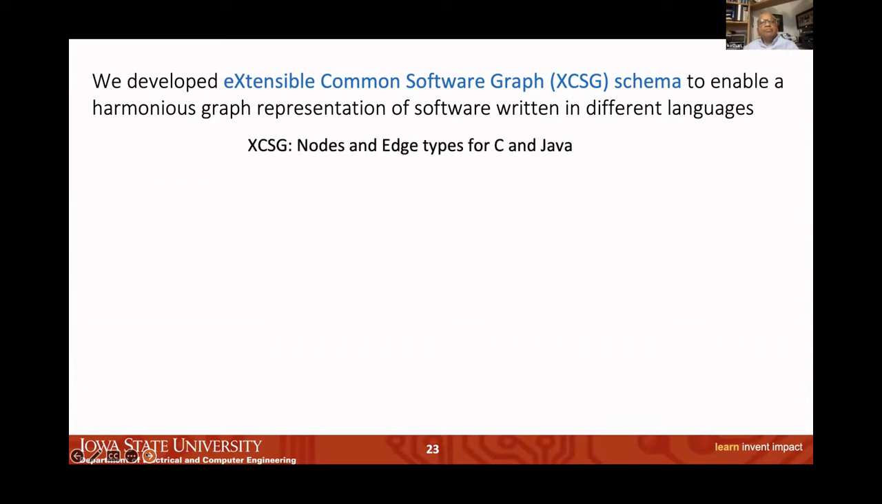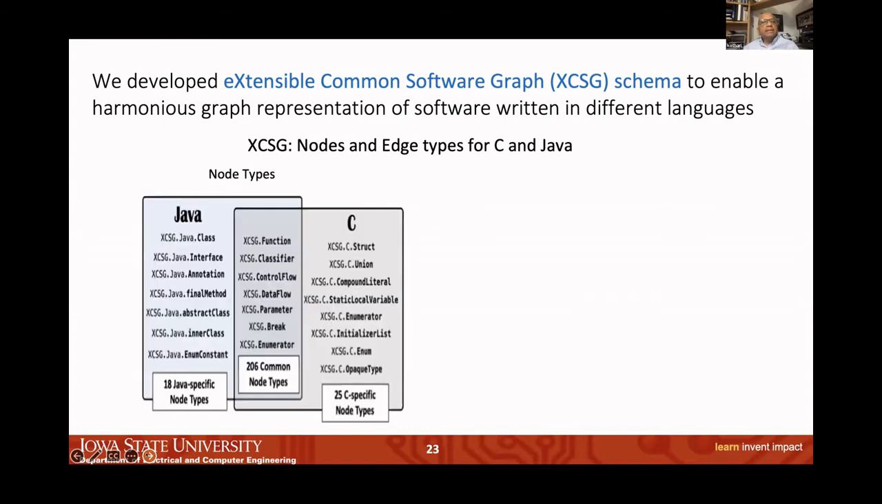So here I have an example of how it looks for C and Java. In C and Java, if we look at the node types for program artifacts, between C and Java there are 206 common node types. Although computer scientists may think that the two languages are very different, one is object-oriented, the other is not, essentially the two languages have a lot in common. Then Java has 18 Java-specific node types, and C has 25 C-specific node types.